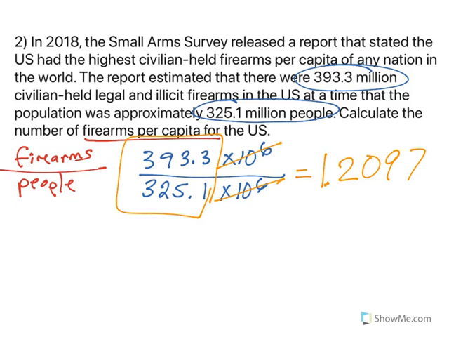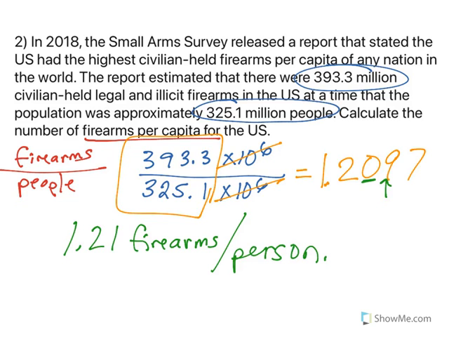1.2097-ish. So if we round to the nearest hundredth, we could say there's 1.21 firearms per person in the United States. So again, every person in the U.S. has a little bit more than one firearm based off of this.